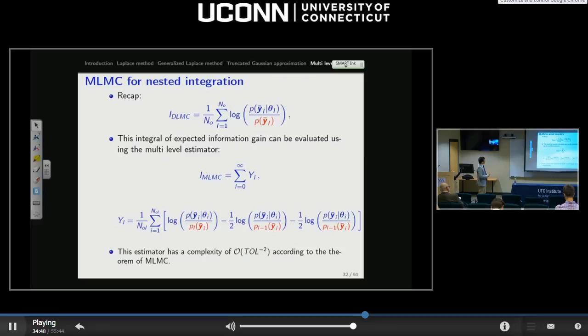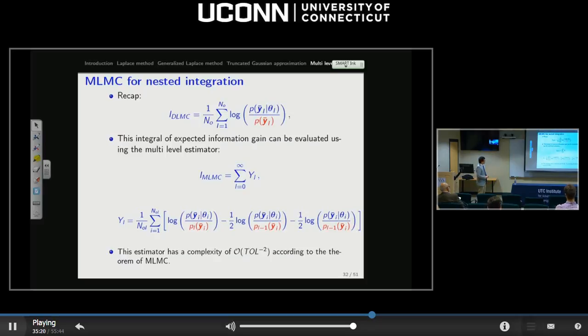You can see that for double loop Monte Carlo, we have a nested integration. It's a sample average of the log ratio between the likelihood and the evidence term. And for the evidence term, you have to compute another sample average for the nested Monte Carlo. The idea here is that we can use this sample in the inner loop to define the levels. So you don't have to use the same number of samples in the outer loop and the inner loop. It's a smart way to distribute the computational work between the outer loop and inner loop.